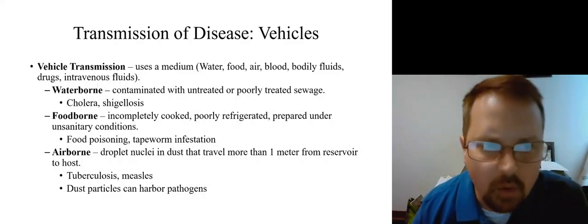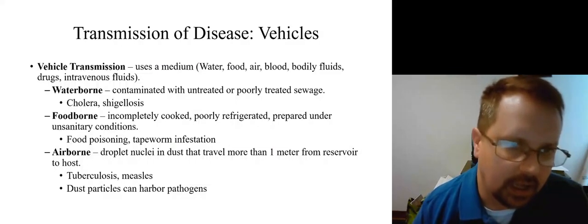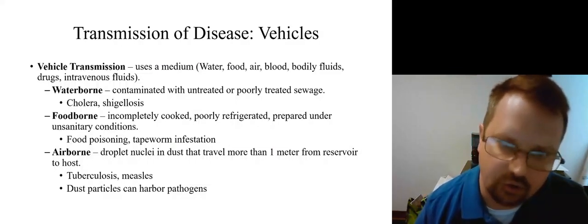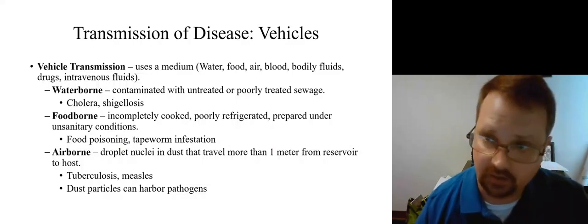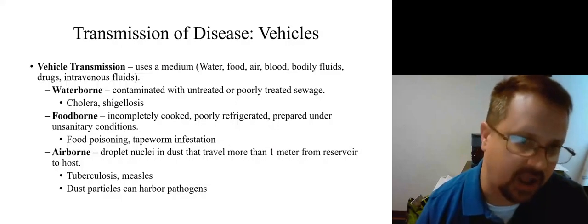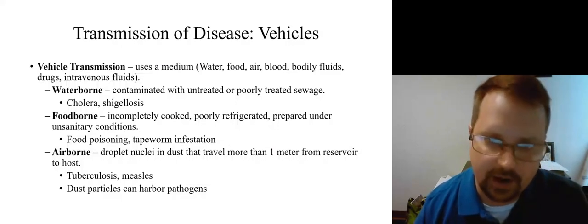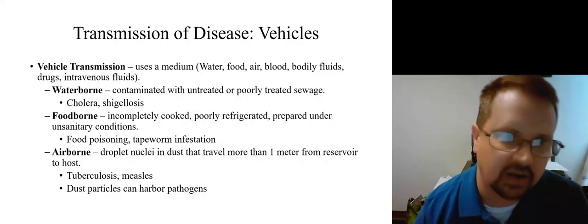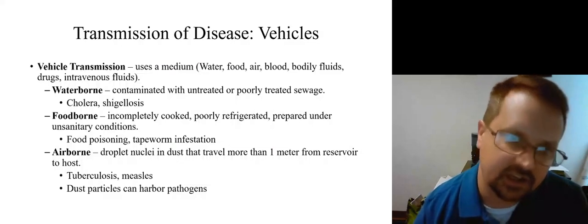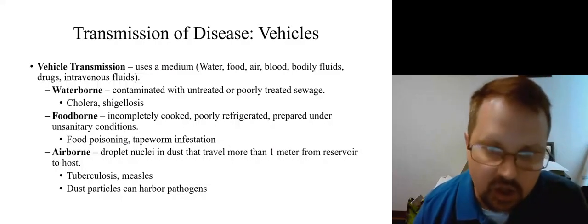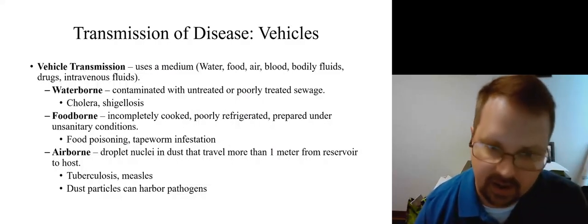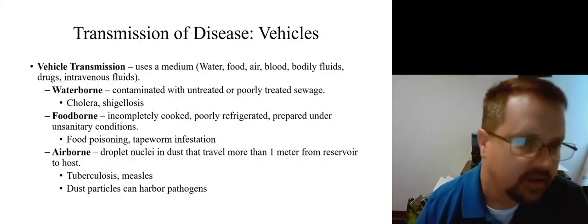If it's waterborne, they're contaminated or untreated or poorly treated water that has sewage in it, like cholera. People drink dirty water and get cholera. If you played Red Dead Redemption 2, that's what killed the town of Armadillo, was cholera. Shigellosis. Foodborne: incompletely cooked, poorly refrigerated, or prepared under unsafe conditions that cause food poisoning or tapeworms.